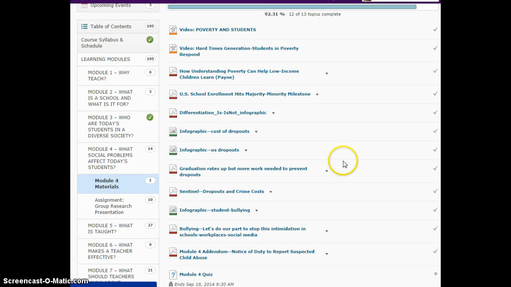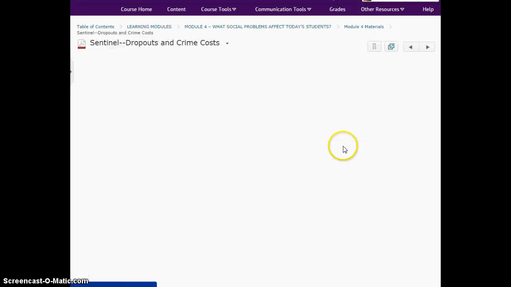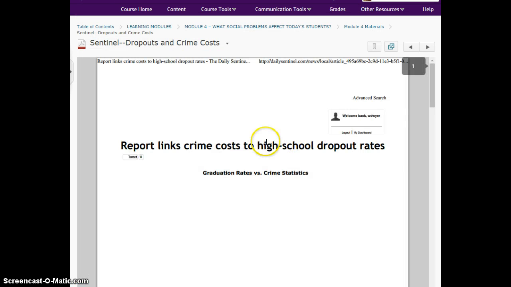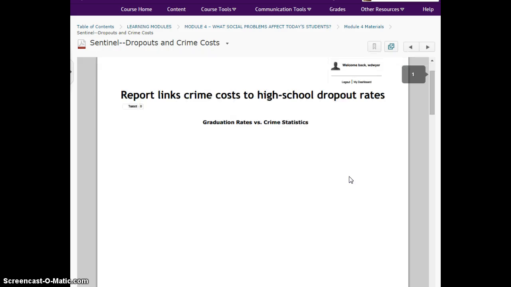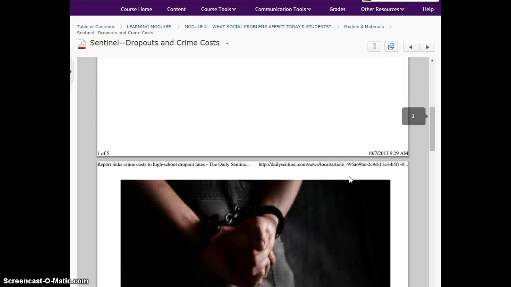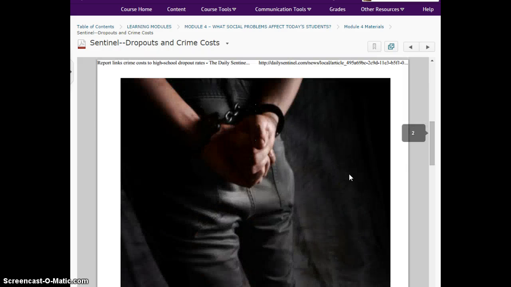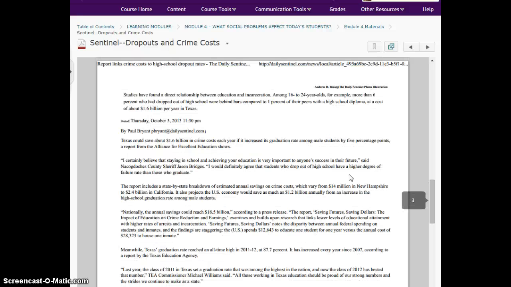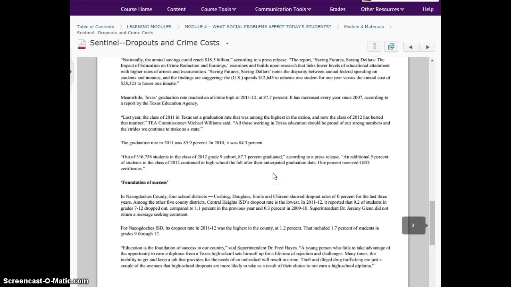And there's one more article. This was a feature article that appeared in the local newspaper, the Nacogdoches Daily Sentinel. Again, it has some more statistics on the dropout situation, and it focuses in on what's happening here in Texas. So be sure you take a look at this article.